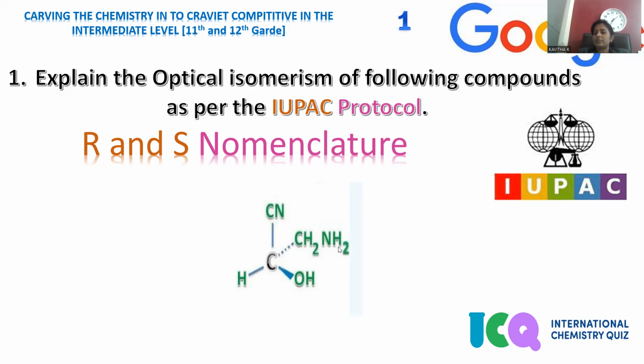In order to write its name, among hydroxy and amino, in alphabetical order amino will come first. So let me mention 3-amino, 2-hydroxy, propane, nitrile. What configuration? R configuration. So let me give the complete name: R, 3-amino-2-hydroxypropanenitrile. This is the way we can give the IUPAC nomenclature for the given compound, right? So this is regarding the IUPAC protocol and RS nomenclature, the absolute nomenclature process.